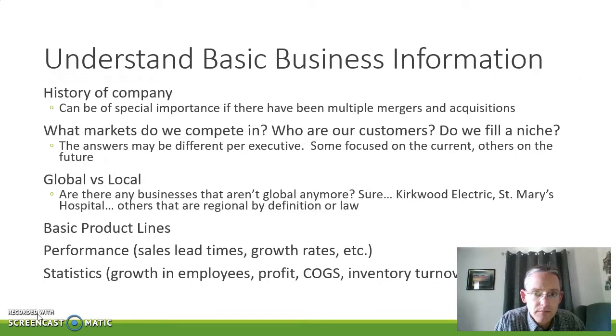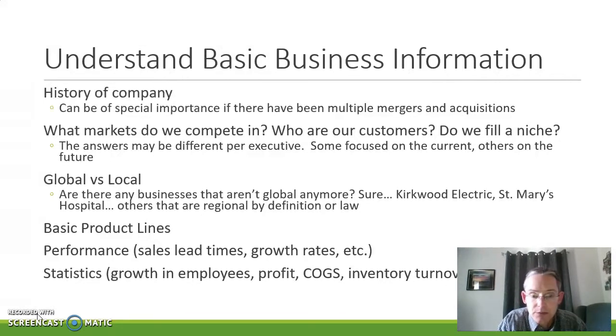Then we need to understand sort of the basic business information. Like I mentioned before, what's the history of the company? Especially if there's been M&A, this can be very important. What markets do we actually compete in, and who are the customers? Do we really just go after a niche set of customers, or are we pretty broad-based? Answers might be different based on the different executives you talk to. Some focus on the current, others might be focused on future business. Global versus local.